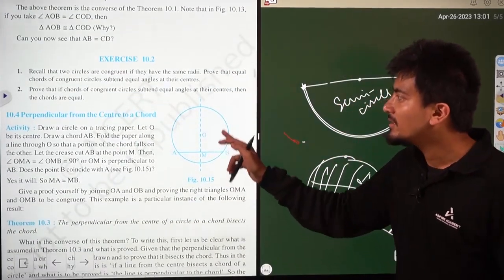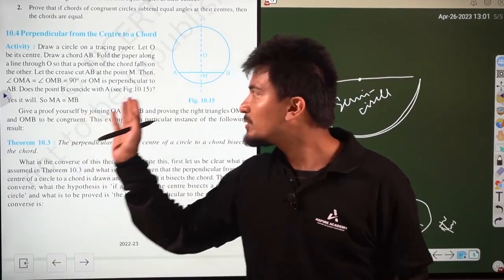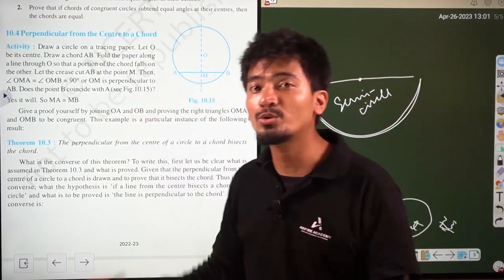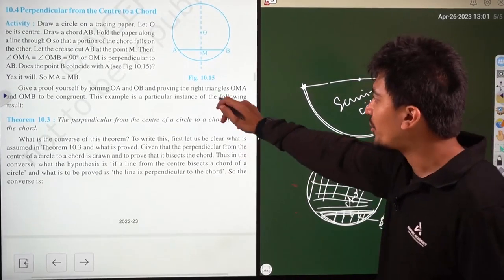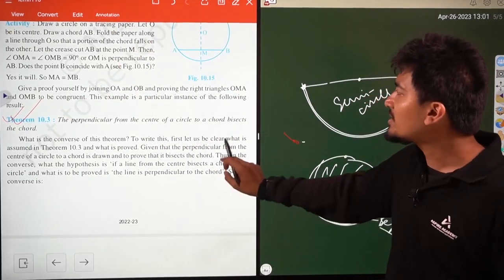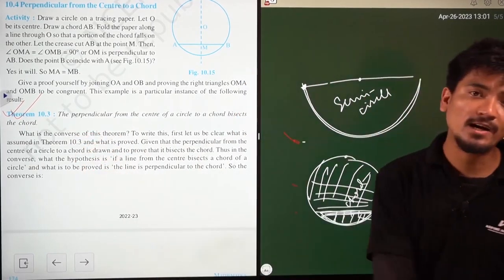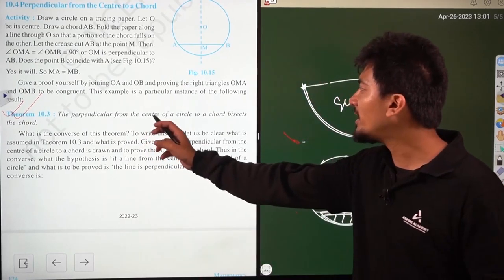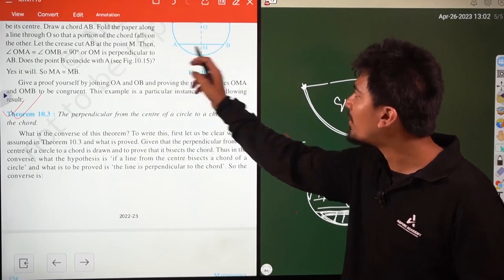Okay, moving on to the next part, that is the perpendicular from the center to a chord. If I draw one perpendicular to the chord through the center, then what will it form? Theorem 10.3. This is very important. Now see here, the perpendicular from the center of a circle to a chord bisects the chord. Bisects means it cuts the chord.